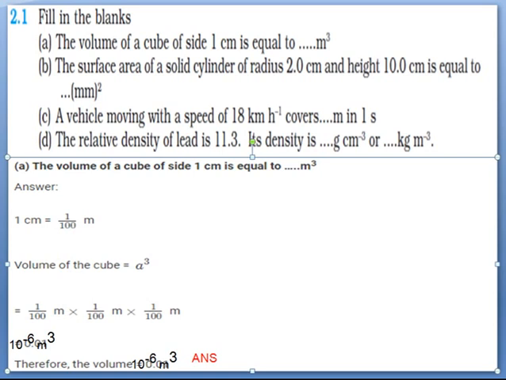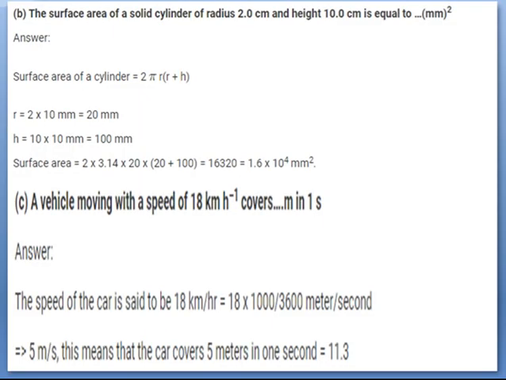The surface area of a solid cylinder of radius 2.0 centimeter and height 10 centimeter is equal to how many millimeter square? You have to convert centimeter into millimeter square. Dear students, as you all know, the cylinder is solid, so you have to use the formula for total surface area of cylinder, and it will be equal to 2 pi r (r plus h), that is 2 pi r square plus 2 pi r h.